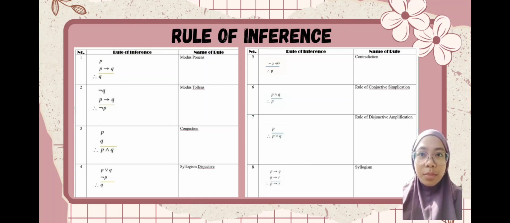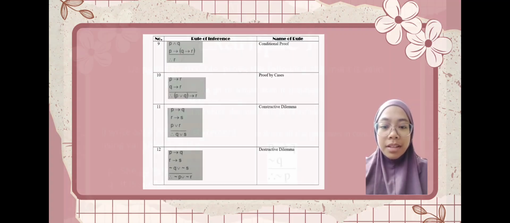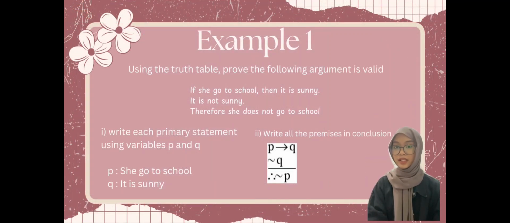First, we have modus ponens, modus tollens, conjunction, disjunctive syllogism, contradiction, rule of conjunctive simplification, rule of disjunctive addition, and hypothetical syllogism. Other rules of inference we have are conditional proof, proof of cases, constructive dilemma, and destructive dilemma. First, let's take a look at example 1.